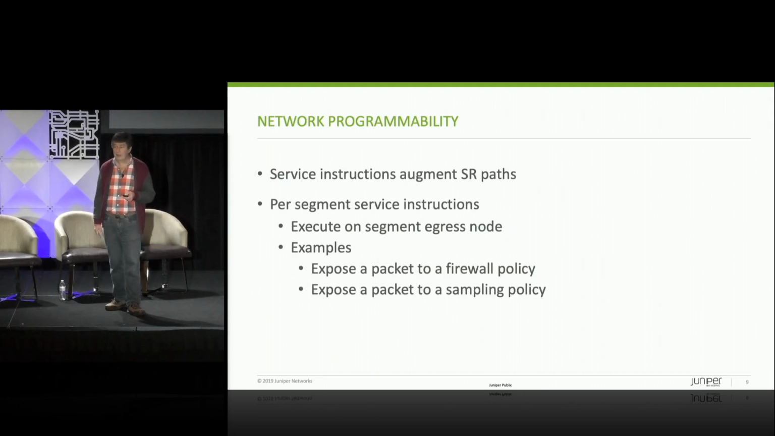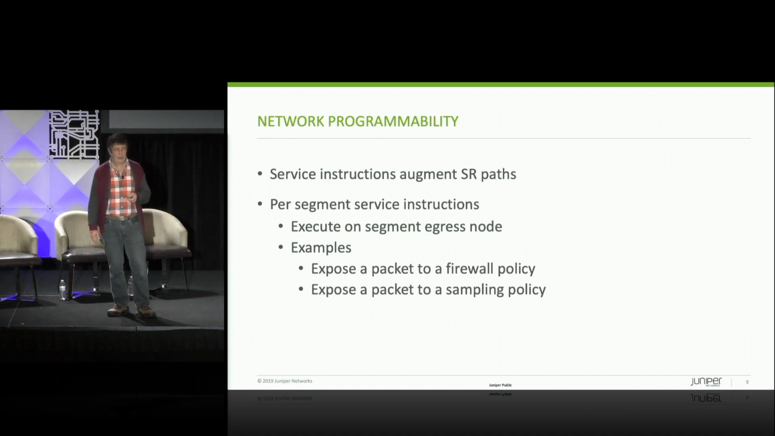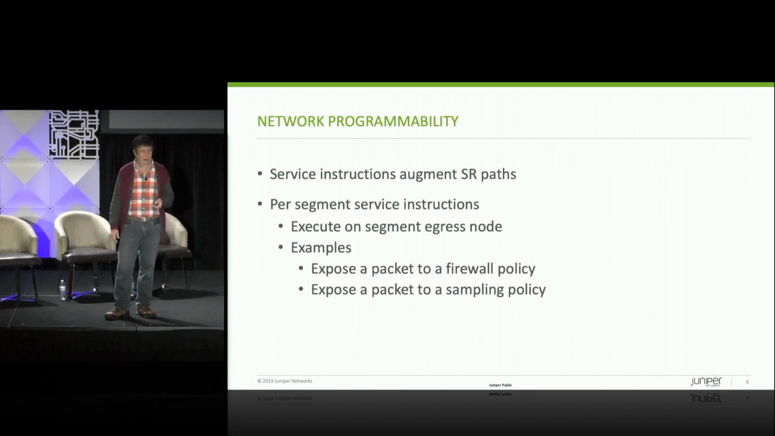Now, the next concept is network programmability. This is something that SRv6 and SRv6+ have in common. We have some instructions that are topological, that force a packet from one node to another. We have other instructions that are not topological. They do other things. And there are two classes of these service instructions. One class is a per segment service instruction. It's executed on each segment egress node. And it does things like expose a packet to a firewall policy, expose a packet to a sampling policy. These kinds of instructions are useful for service function chaining.